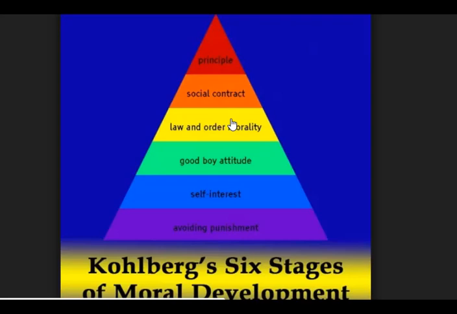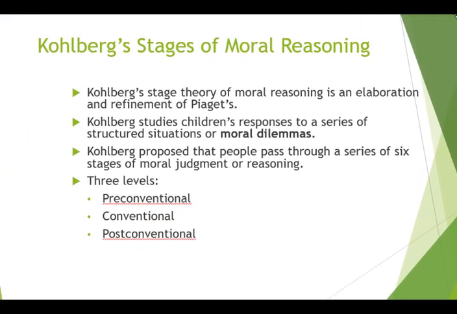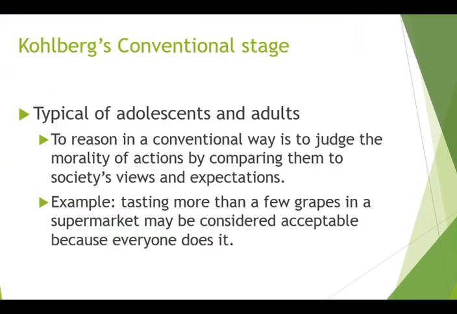Then you have the social contract. Social contract is definitely an adult idea, but it's something that an older child is able to comprehend: the idea that we're giving up some of our freedoms in order to allow law and order. And then finally, the principle of the matter, where people can determine their own levels of what they think is right and what they think is wrong.